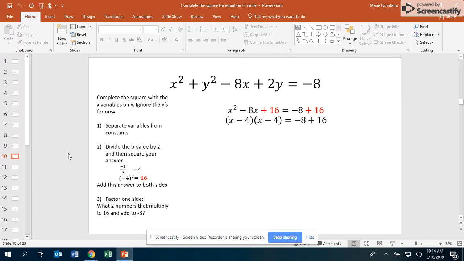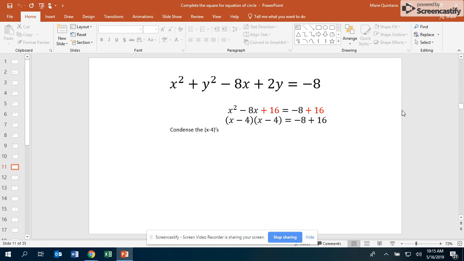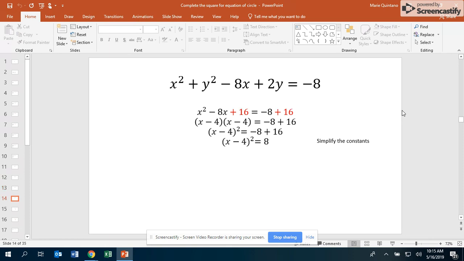So I tricked the equation into becoming factorable. It was not previously, but now it is. The way I keep the equation balanced is by adding 16 to both sides. What I do to one side, I do to the other. That maintains the balance and does not change the equation. The x minus 4 times x minus 4 I can condense into x minus 4 squared. And then my constants I can simplify. So the end goal, where I'll stop, is x minus 4 squared equal to 8. Hold on to this 8. We carry it through to the next step.